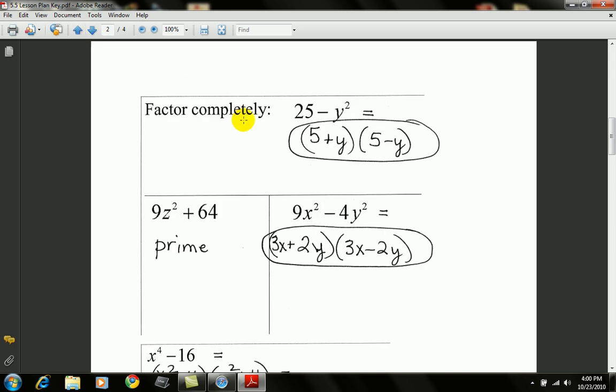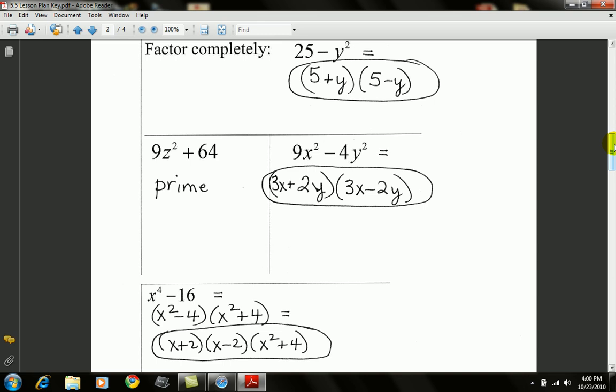Now, let's look at the next page. You're asked to factor completely. 25 minus y squared. 25 is a perfect square, 5 times 5. Y squared is a perfect square, y times y, so this perfectly fits our difference of squares formula. 5 plus y times the quantity 5 minus y. It doesn't matter whether the plus or minus comes first, just as long as they alternate.